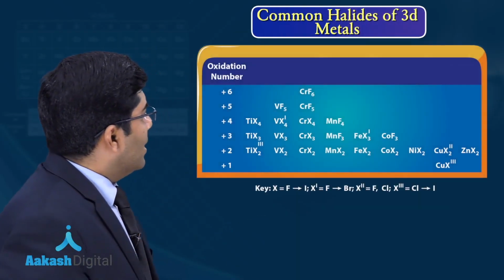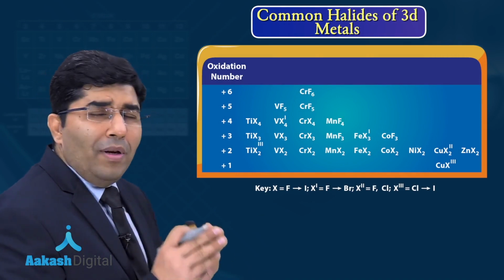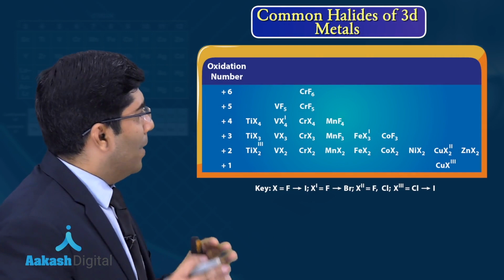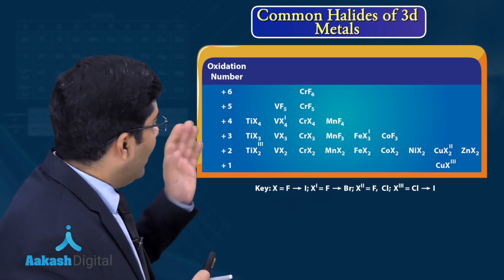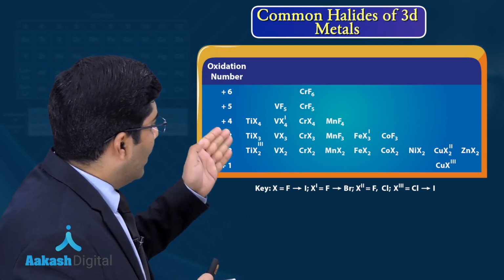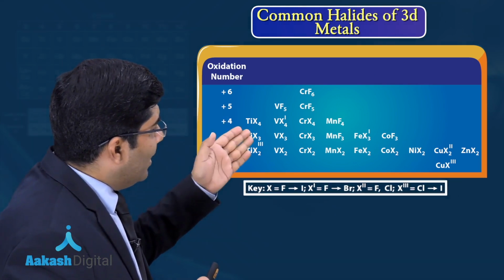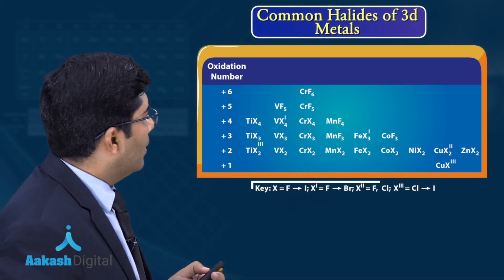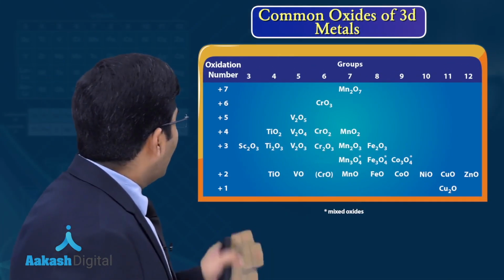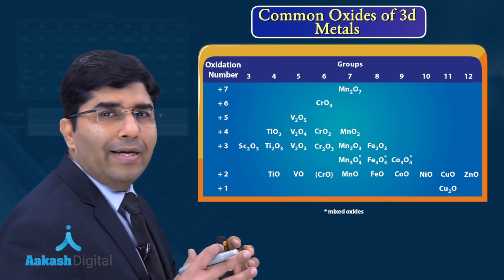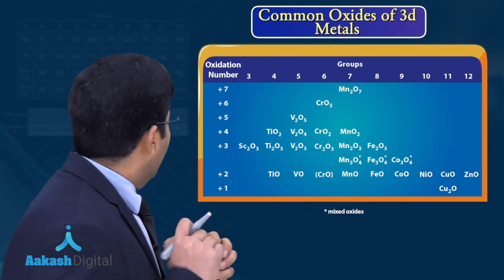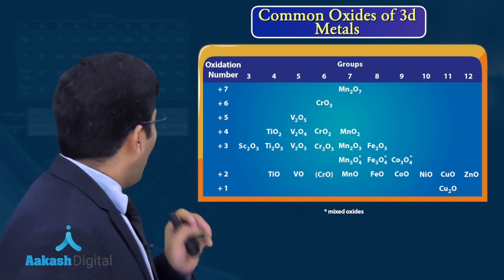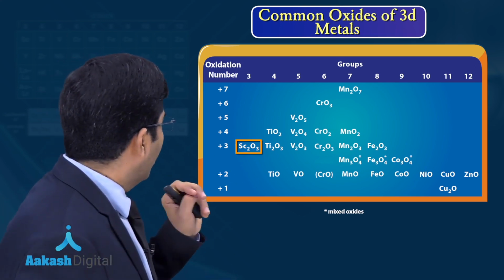Now here are some common halides of 3d series metals. So you can see here there are chlorides, fluorides, bromides and iodides also, right? Now here are the formulae of different oxides of transition metals. You can see that scandium does not form +2. So the oxide is Sc2O3.